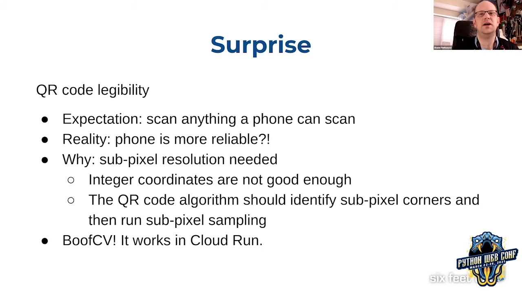And we decided that it was probably because we needed subpixel resolution. When you're using subpixel resolution, that means that you're identifying coordinates that are not integers. So instead of, say, x at 5 and y at 10, you want x equals 5.2 and y equals 10.3. So we searched for a library that was aware of this need for subpixel resolution. And we found one, BoofCV. It's able to identify subpixel corners and then run subpixel sampling.